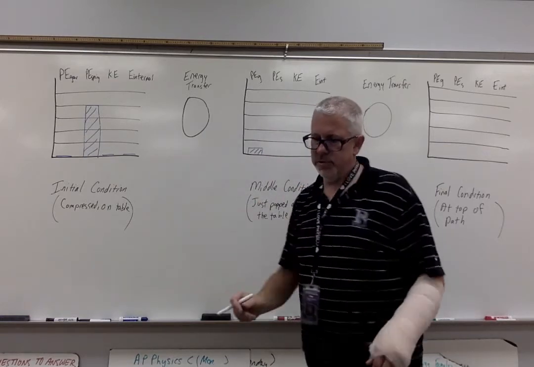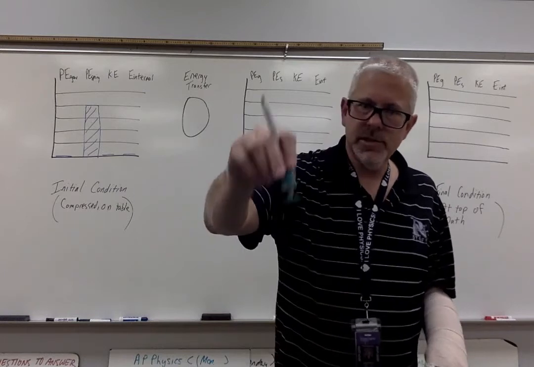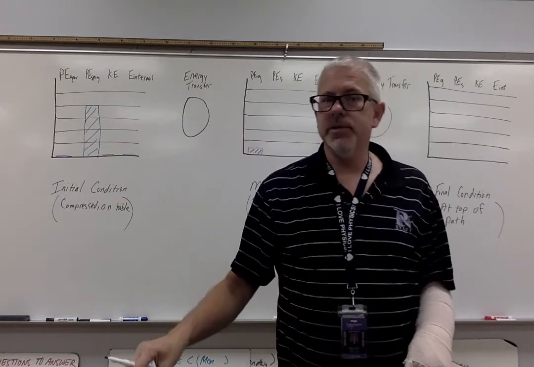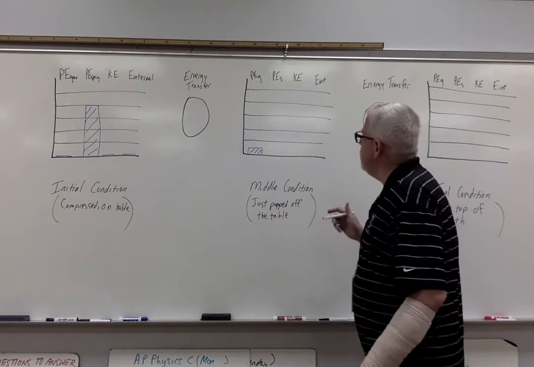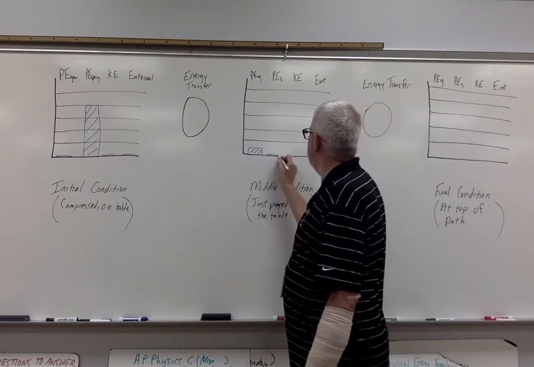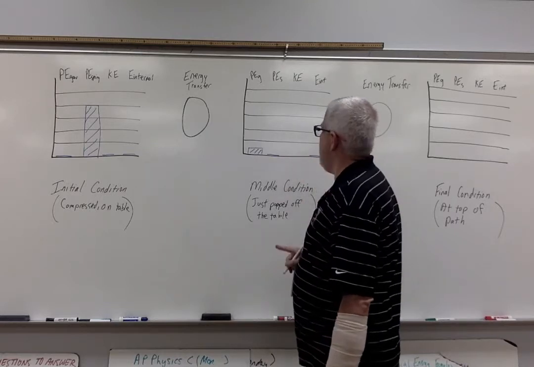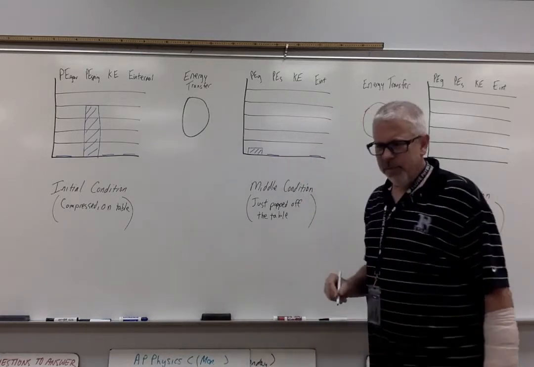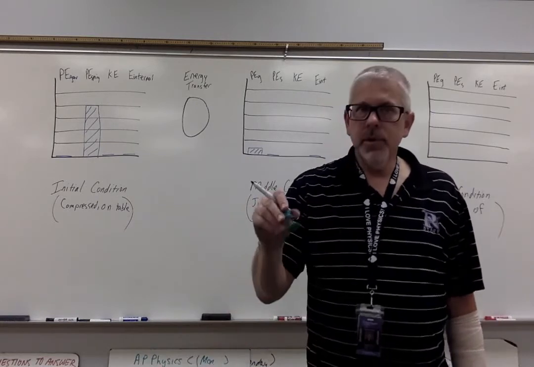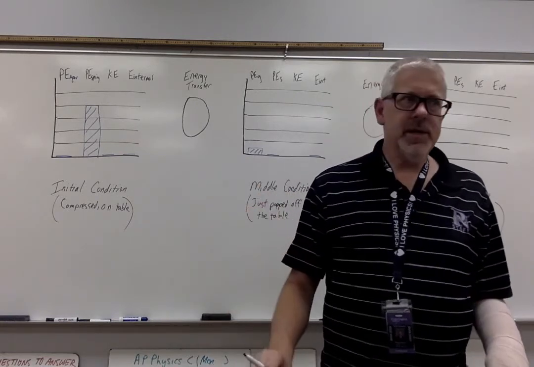Is there any spring potential energy? Well, as soon as this thing lifts off the table, the spring isn't compressed or stretched anymore, so that would be zero. We have no internal energy because there's no friction. Well, how much would I have here? It's moving pretty fast as it leaves the table, but exactly how fast, I don't know.